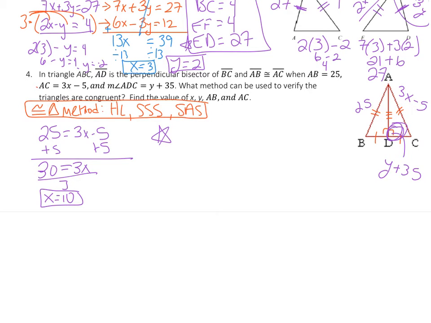Since we know that that angle is 90 degrees, you should have set up y plus 35 equals 90. And now to solve for y, you can subtract your 35 from both sides, and we get y equals 65.